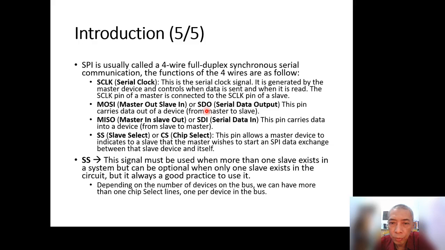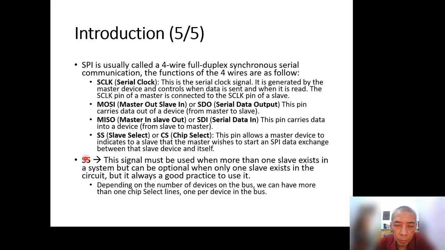And the last one is slave select or chip select, SS or CS. This pin allows the master device to indicate to a slave that the master wishes to start an SPI data exchange with that slave device. You have to know that the SS signal, slave select or chip select, must be used when more than one slave exists in a system, but it can be optional when only one slave exists in the circuit. But I think it is good practice to always use it, whether one slave, two slaves, three slaves, and so on.